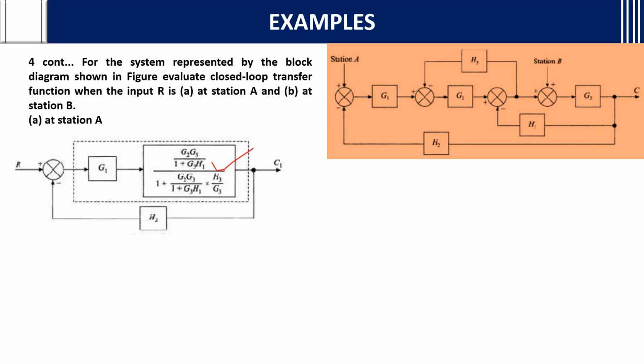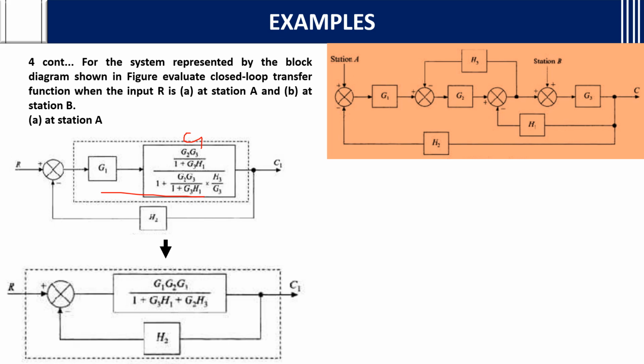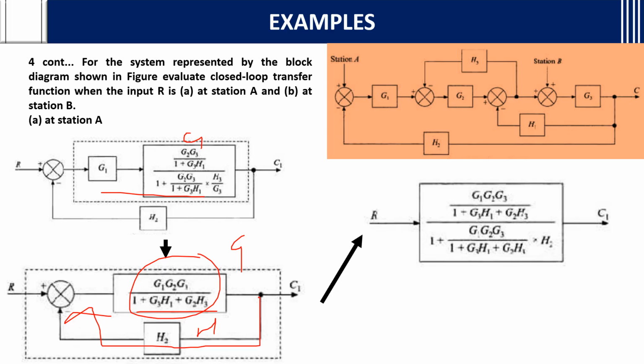See, this is G term 1 plus G term H term. After doing this, again these both are in cascade. You will multiply that with G1. If you multiply this G1 and do some cancellations, you will get this. Again there is another feedback loop. Again you will consider this whole thing as G, and this H2 as H. You will get G1, G2, G3 by 1 plus G1 H1 plus G2 H3, where this is again G, and in case of H, you have H2.